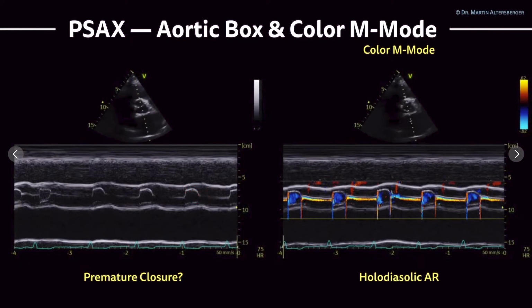entirely. But we do see, if we add color information to this, here is the opening of the aortic valve and this is the closure. So this is diastole, this is aortic regurgitation. It is holodiastolic, so it's throughout the entire diastole, but it's definitely not severe as it is just this small line seen in this color M-Mode example.